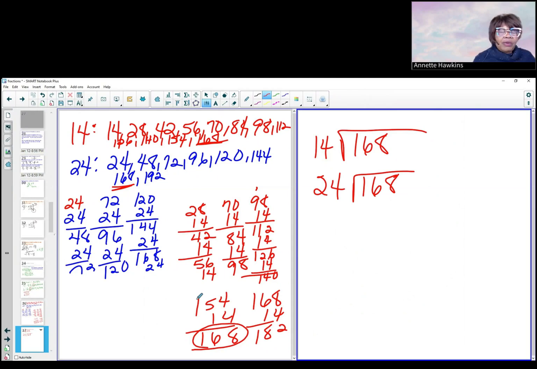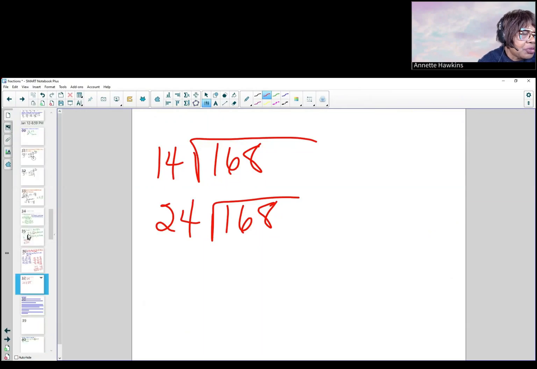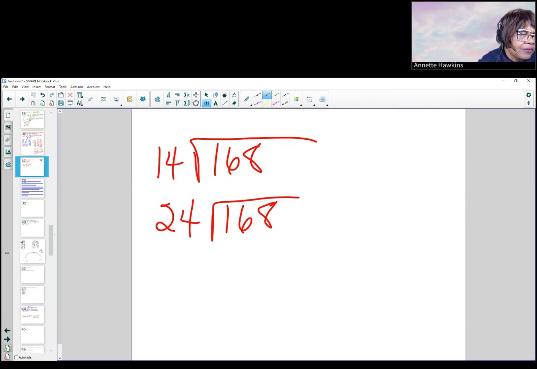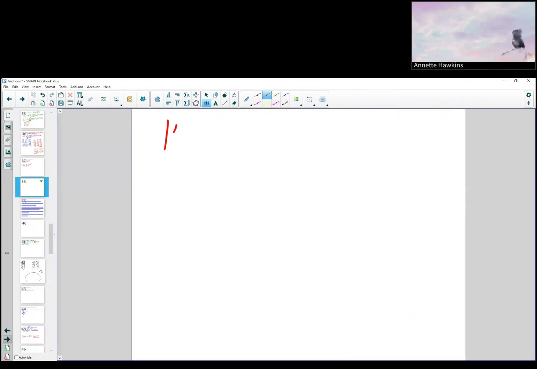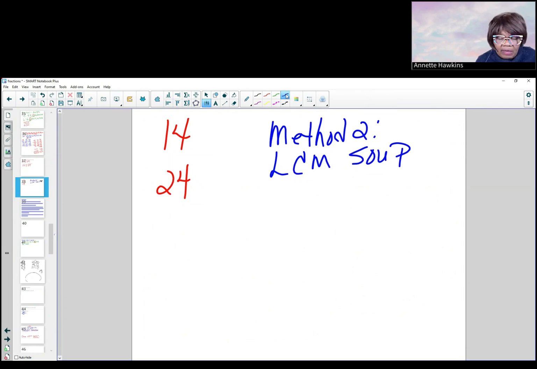Now, you're probably wondering, gosh, Professor Hawkins, is there another way that we can do this? There is. So let's take a look at that. We're trying to find the least common multiple of 14 and 24. And this is what I call method 2. And this is the LCM soup. Now, later on, we're going to call this the least common denominator because that's what it is, the LCM soup.